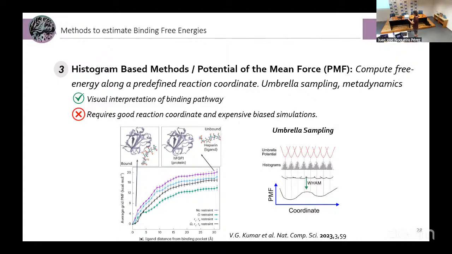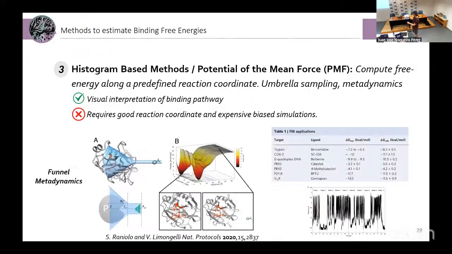So these methods are really good because we can visualize the binding pathway: we are defining a reaction coordinate and the ligand is basically following this pathway, so we can visually see it. But the problem is that sometimes it's really difficult to define a good reaction coordinate. This can be done, for instance, with umbrella sampling, and this can be done with metadynamics.